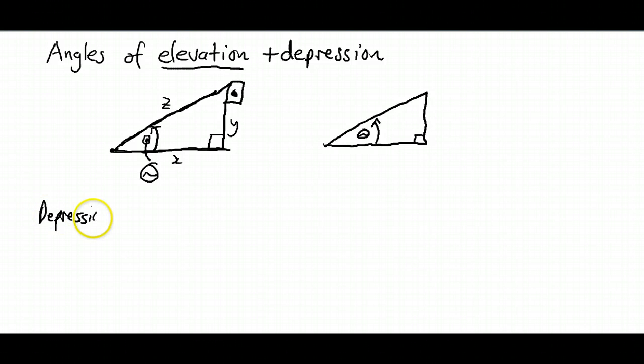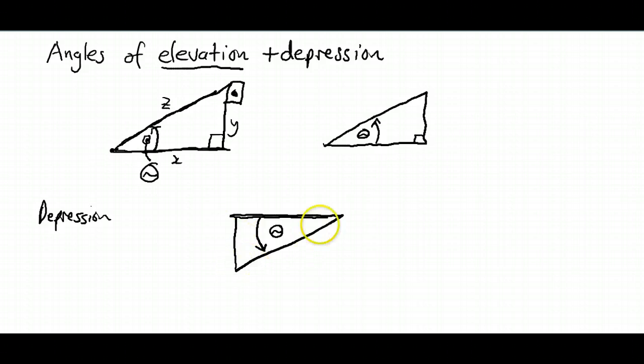The only difference is we're starting from a horizontal line and going down from that point, creating a downwards angle. So we start from some horizontal line and we go downward from there. So the tilted line, if you imagine it's going to be like a triangle, that's the hypotenuse. That's going to be below the horizontal. Okay, so that's an angle of depression.